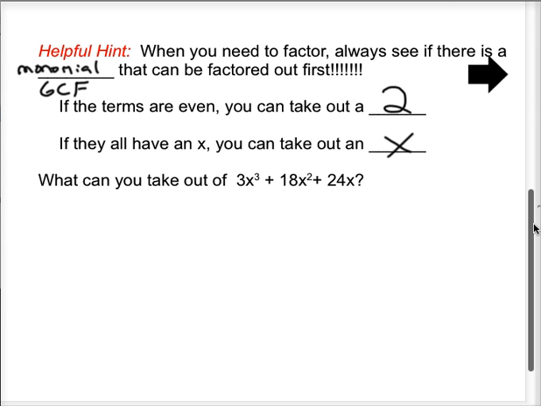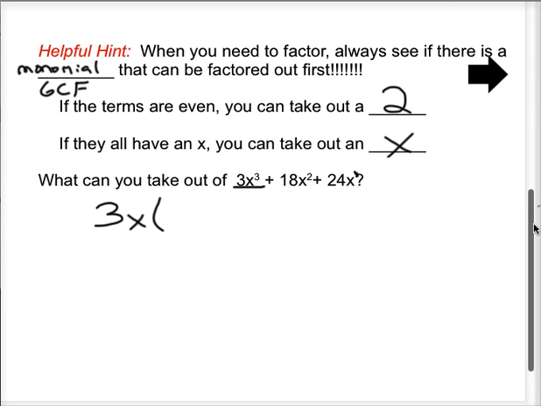What can you take out of 3x cubed plus 18x squared plus 24x? Well, looking at the numbers, all of those numbers look like they're divisible by 3. So I'm going to pull a 3 out. And then notice, every one of them has an x as well. So I'm actually going to pull an x out because the smallest exponent of x is an x to the 1, I'm going to pull that right out front. So this time, we're going to begin this process by factoring out that 3x first, pulling out that greatest common factor.